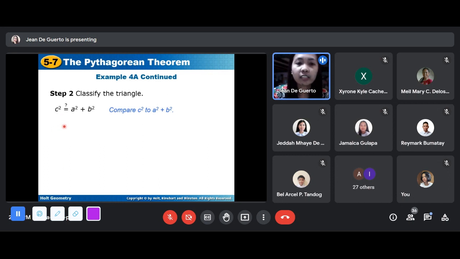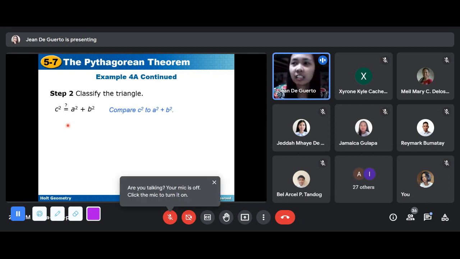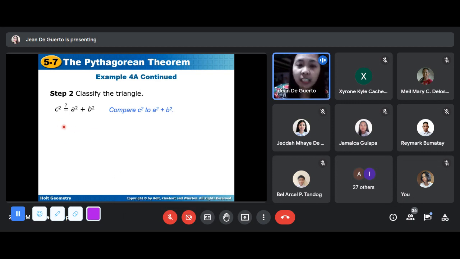Okay? So, C square, is it equal to A square plus B square? Kaya nga nilagyan natin ng question mark dyan sa tapat ng equal sign kasi hindi natin sure kung equal ba yung C square doon sa sum ng A square plus B square. Okay? So, i-compare pa lang natin.